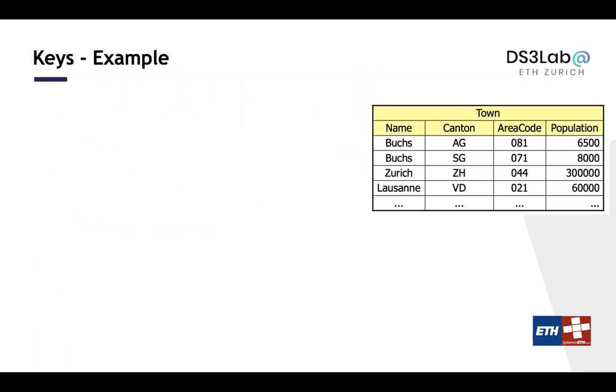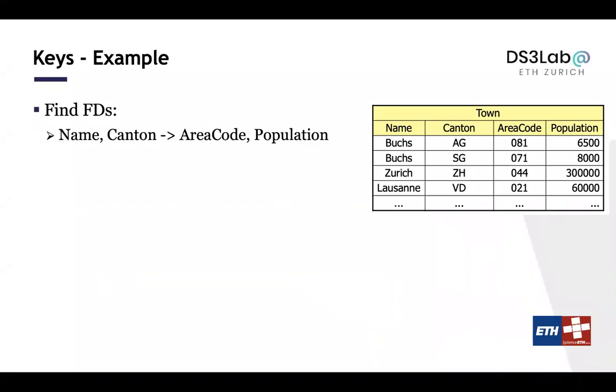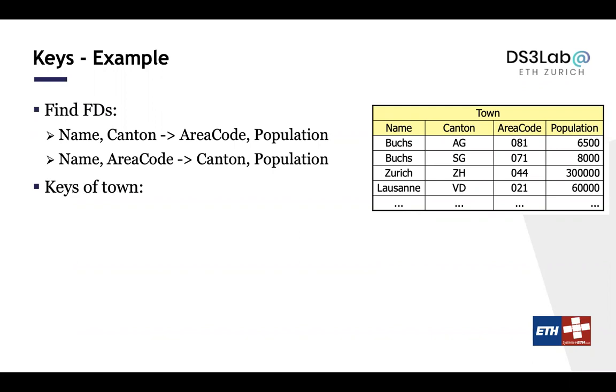So let's look at one example. Here you have a relation storing information about different towns, right? You have a name, you have canton, you have area code, you have population. So let's try to find the functional dependencies here. We first have the name and the canton together deciding the area code and the population, which makes sense, right? And we also have the name of the town and the area code together deciding the canton and the population, which also makes sense. And because of this, there are two possible keys in this relation.